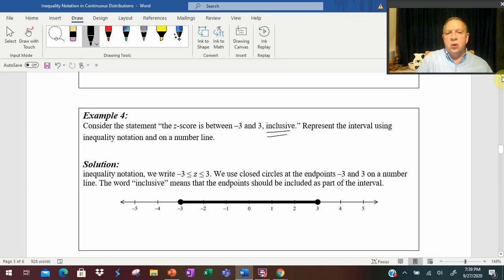So the z-score could be anywhere in here, -2.5, -2.99, 2.99, 0.5, 0.00005, which is almost 0, and -0.0001 would be in there. And that's how we would write that. So if I was doing probabilities again, I would say, what's the probability of the z-score landing between here and there? Okay.